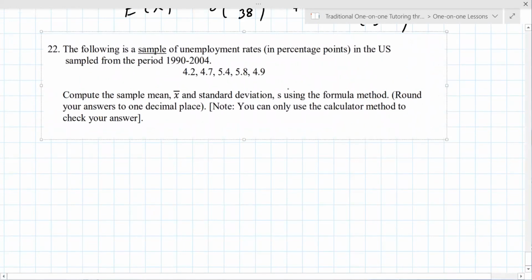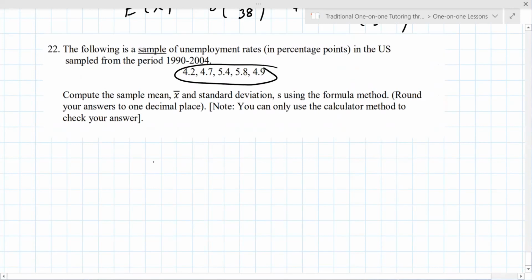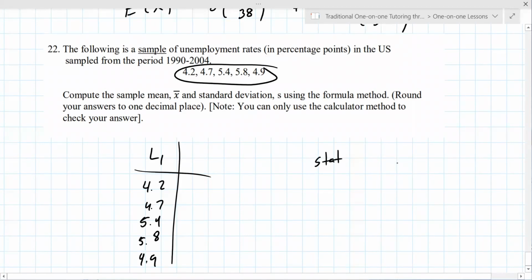So you're going to take this list, and this goes into L1. You just put all that data into L1: 4.2, 4.7, 5.4, 5.8, 4.9. And then you're going to do a stat. I think it's a stat, one variable stats. Yeah, and then, yeah, gotcha.